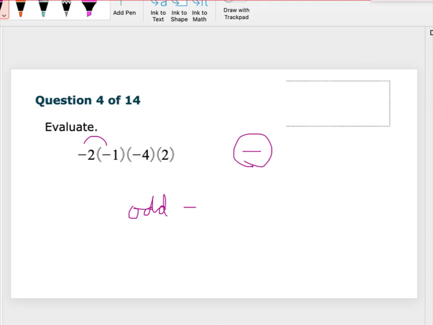So now we've got to deal with the numbers. 2 times 1 is still 2, times 4 is 8, times 2 is 16. So -16 should be our answer.